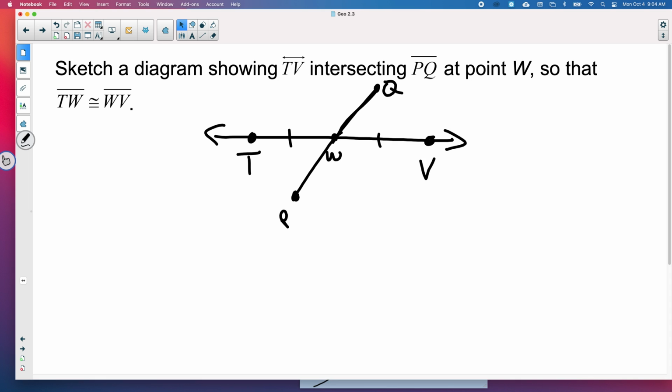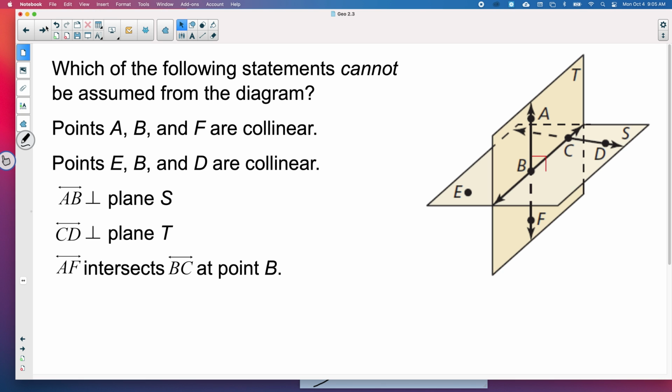So when you have a big statement like that, just kind of start and break it down. All right, on this last one, it says, which of the following statements cannot be assumed from the diagram? All right, so if it's not marked, you can't assume it. So let's look at the first one. Points A, B, and F are collinear. Are A, B, and F collinear? Are they in the same line? Yes. All right, so remember we're looking for ones that are not true. Okay, so that one's true.